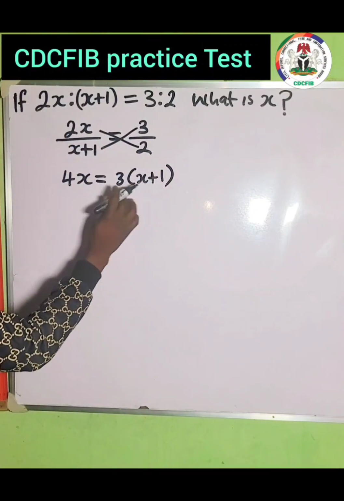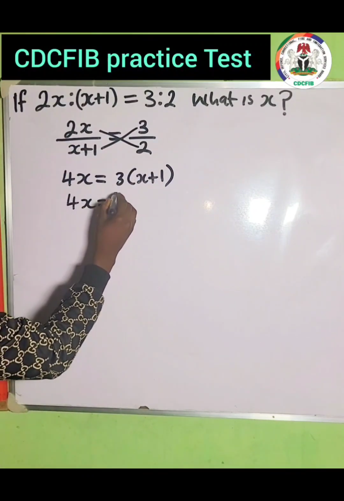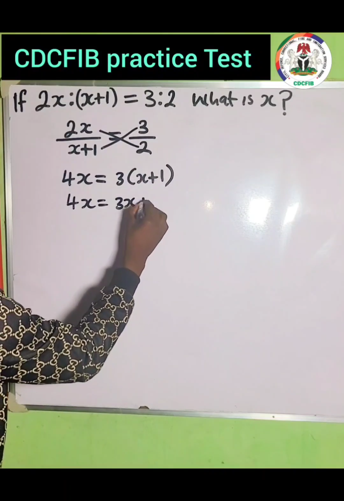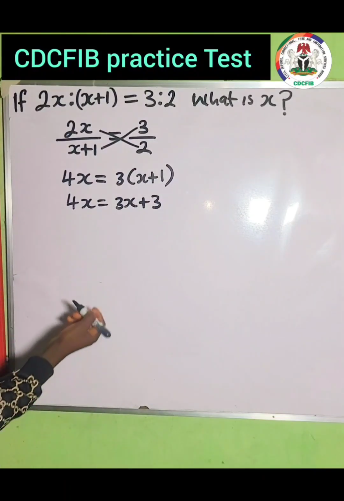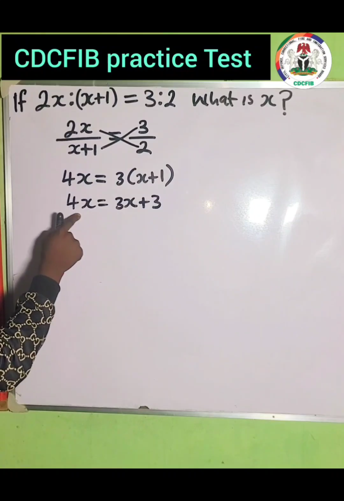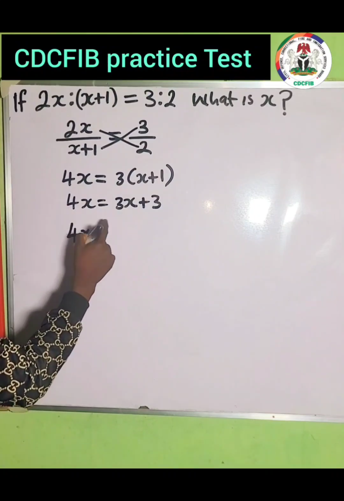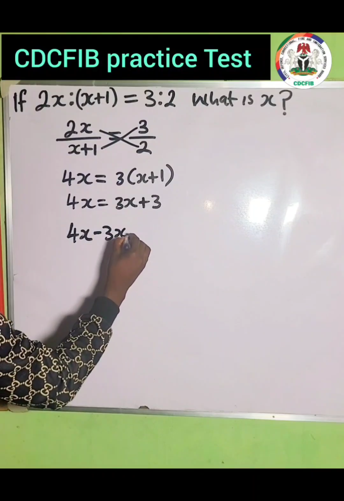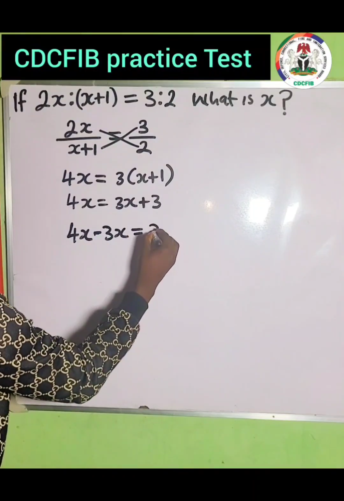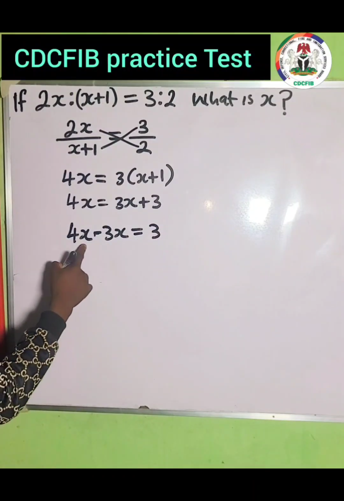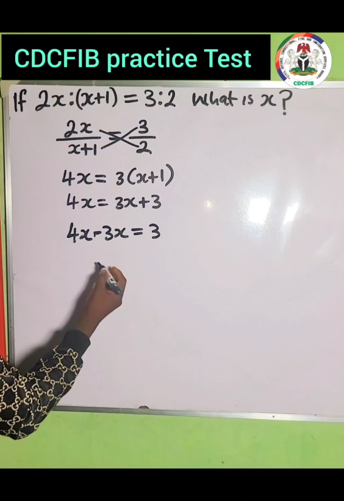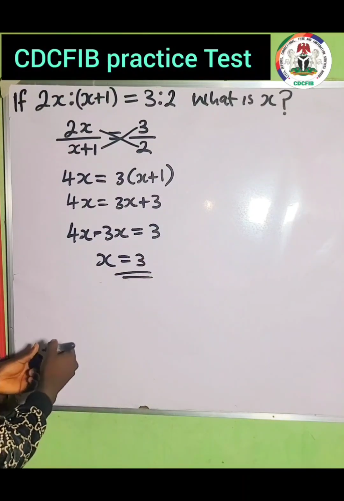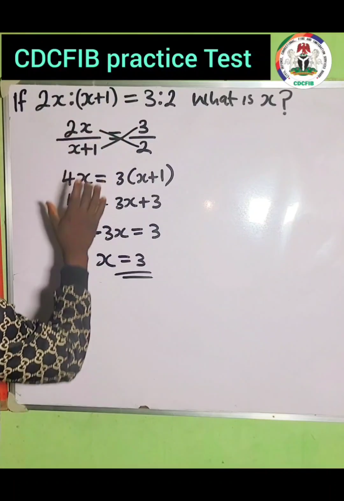Now, the next thing we're going to do is to open this bracket. So 3 multiplied by x is going to give us 3x. 3 multiplied by 1 is going to give us 3. Now, we combine the like terms by taking this 3x to join the 4x. When a positive number crosses an equality sign, it becomes negative 3x, which is equal to positive 3 on the right hand side. 4x minus 3x is going to give us 1x, which is the same as x, equal to 3. So therefore, 3 is the value of x that satisfies this equation.